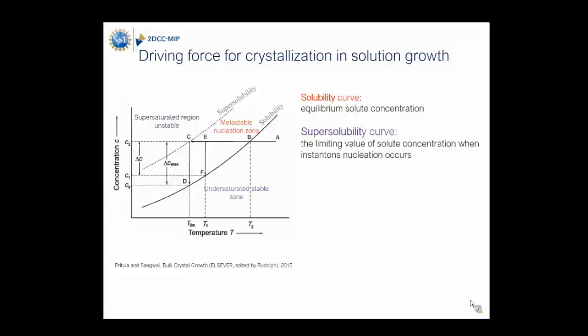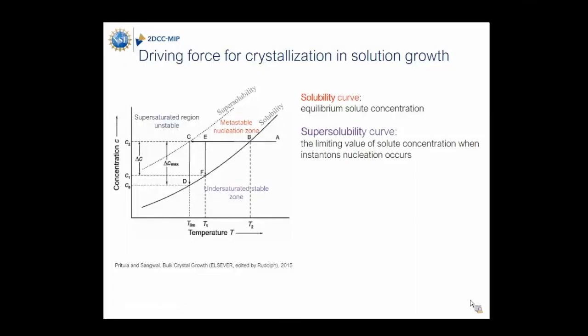But you can add more solute to the solution, right? In this case, at a finite temperature, the concentration would be higher than the equilibrium solute concentration. When this happens, we call the solution saturated, right? When you continually add more solute, the concentration will further increase, and then we call it supersaturated. This curve is called the supersolubility curve. That refers to the limiting value of solute concentration.